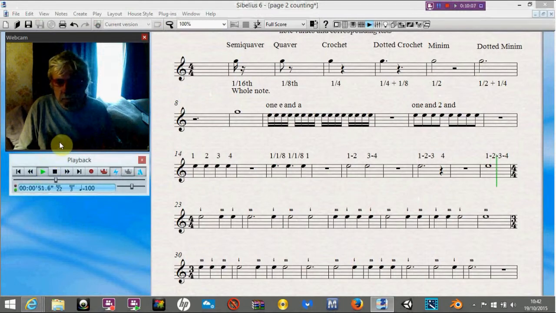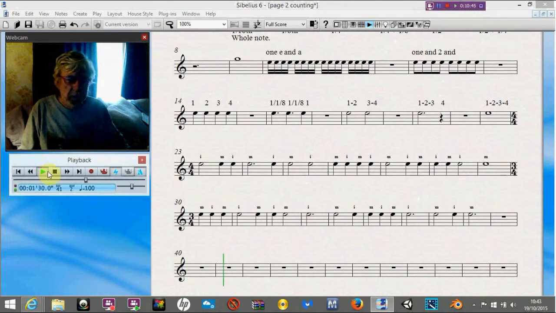Go. 3, 4. Okay, let's stop the click clock.